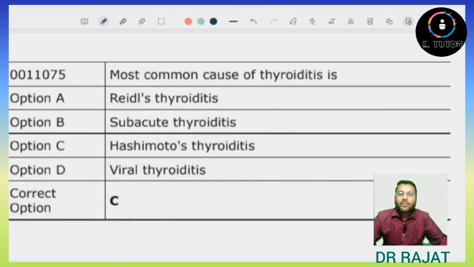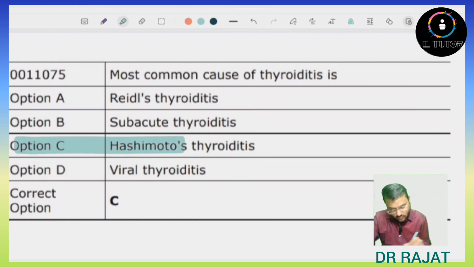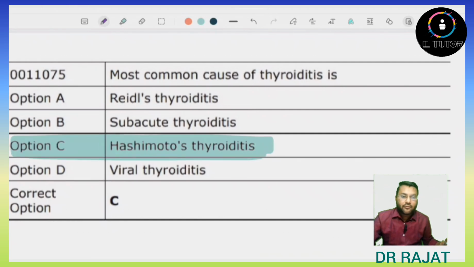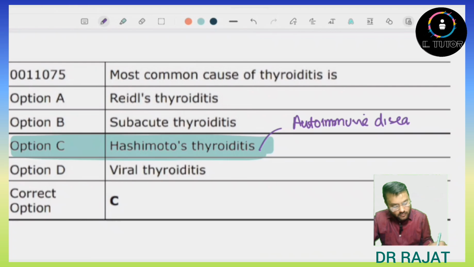Next question is, most common cause of thyroiditis is Riedel thyroiditis, subacute thyroiditis, Hashimoto, and viral. So all these will lead to the thyroiditis, but most common among them is Hashimoto thyroiditis. And Hashimoto thyroiditis is a type of autoimmune disease. And antibodies are formed. Antibodies are present.